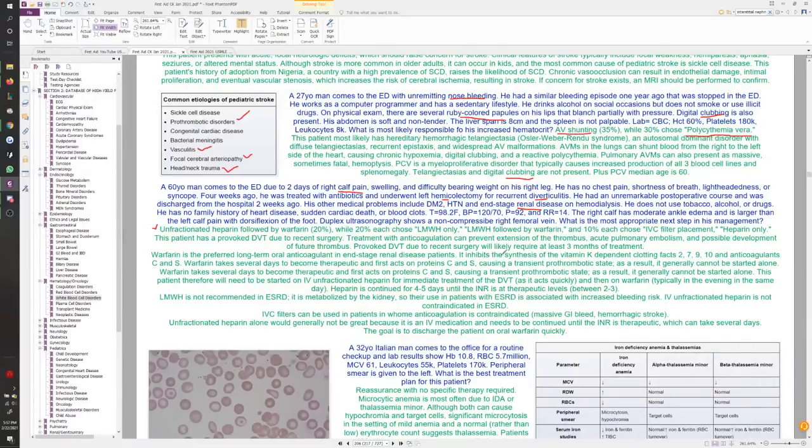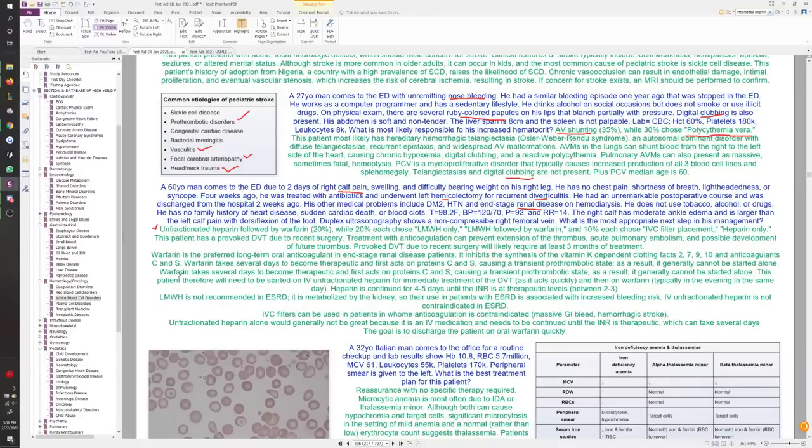It inhibits the synthesis of vitamin K-dependent clotting factors 2, 7, 9, 10, as well as the anticoagulants C and S. Warfarin takes several days to become therapeutic and actually first acts on proteins C and S, which are anticoagulants. So you get rid of your anticoagulants while you still have some coagulants, which can cause a transient prothrombotic state that can lead to tissue necrosis. So that's pretty problematic. As a result, it generally cannot be started alone.